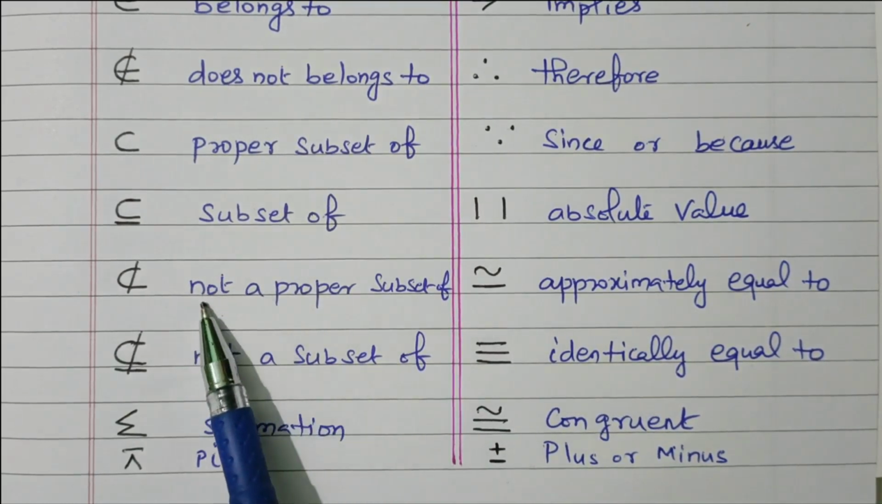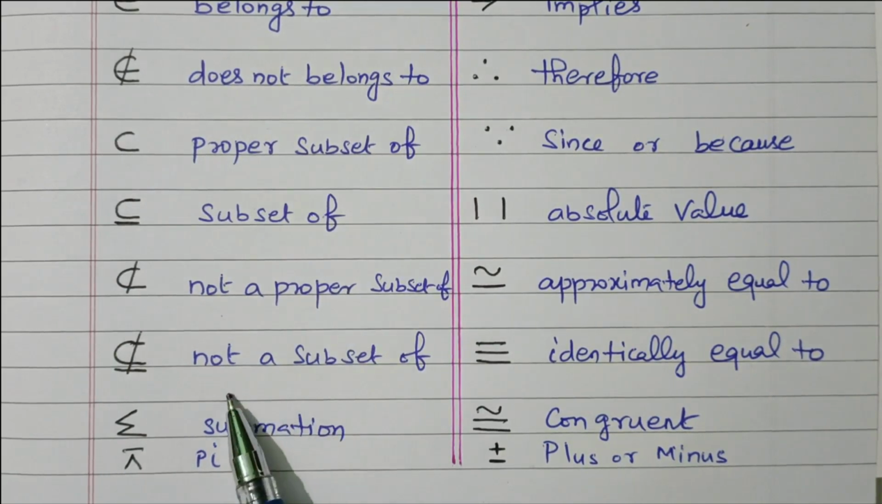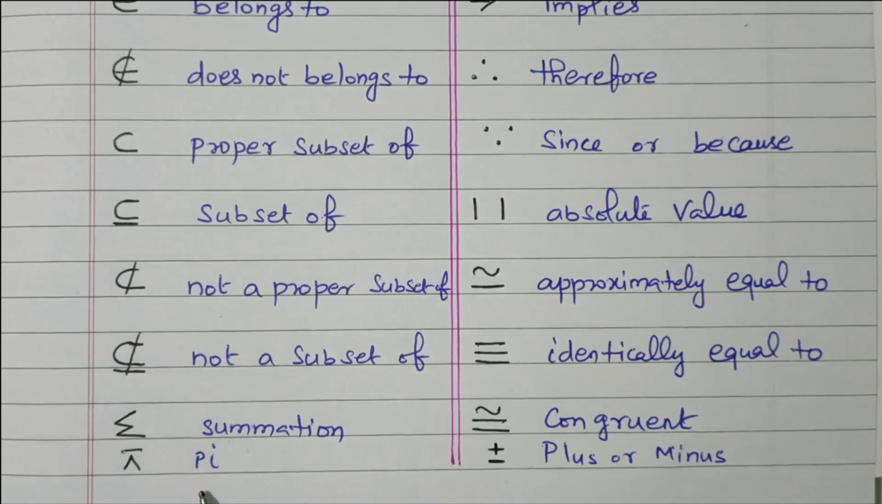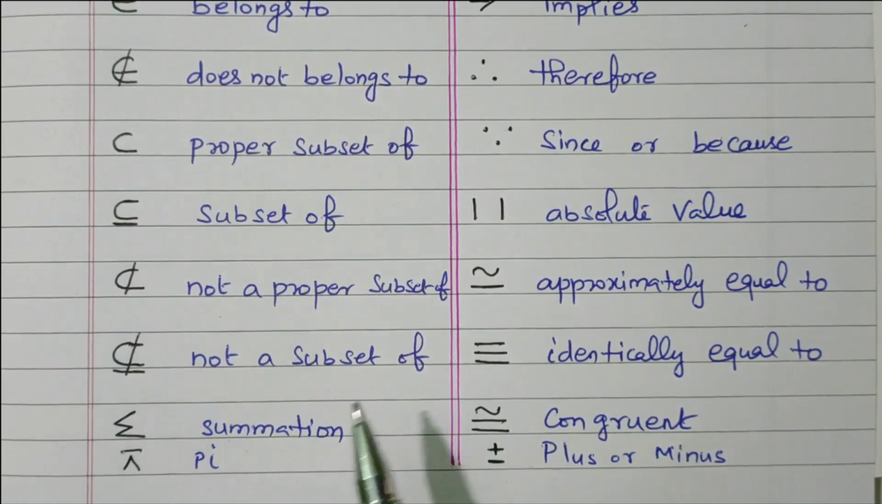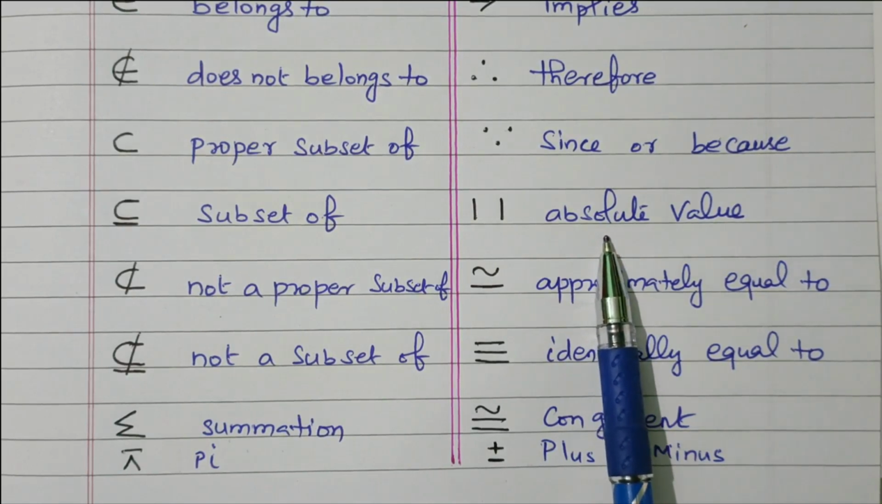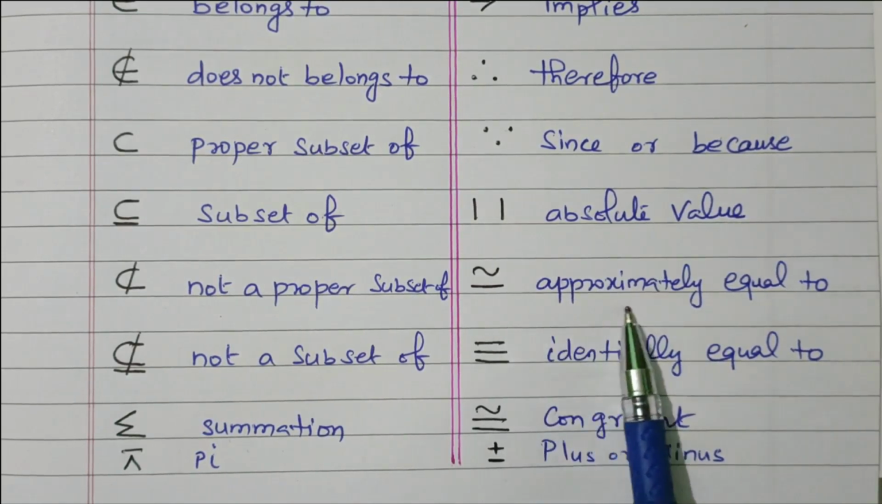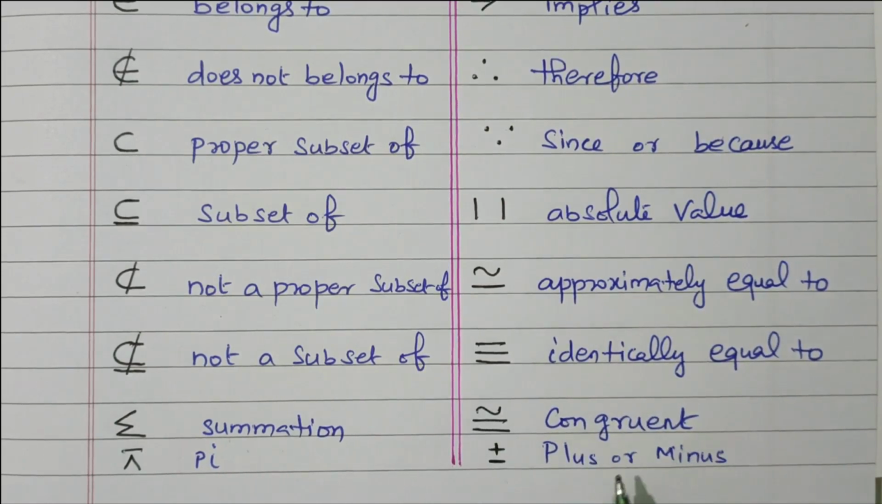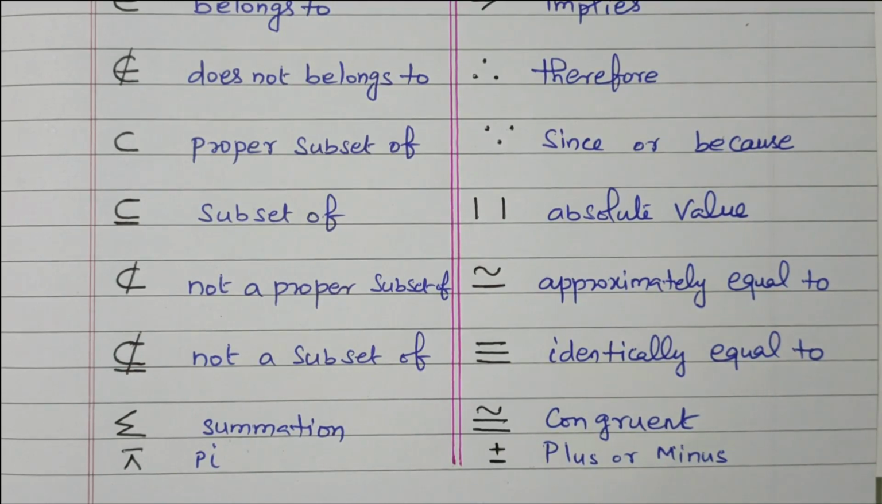So this is not a proper subset, not a subset. Summation, the sum of all values. Pi, the multiplication of all values. Absolute value, whether positive or negative, it will give only positive. So this is approximately equal, identically equal, concurrent, plus or minus. So in this video we discussed the important symbols available in mathematics.